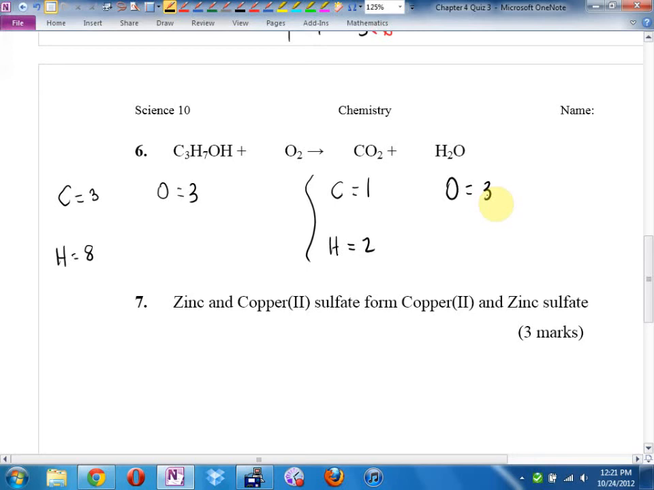I think I'm going to start with the H's. Mackenzie, how many H's do I have on the left right now? How many on the right? How can I fix that? How can I change a 2 into an 8? Yes. Put a 4 right here. Now it's going to change that. 8. But it's going to also change. Now I have 4 and 2. I got 6 oxygens.